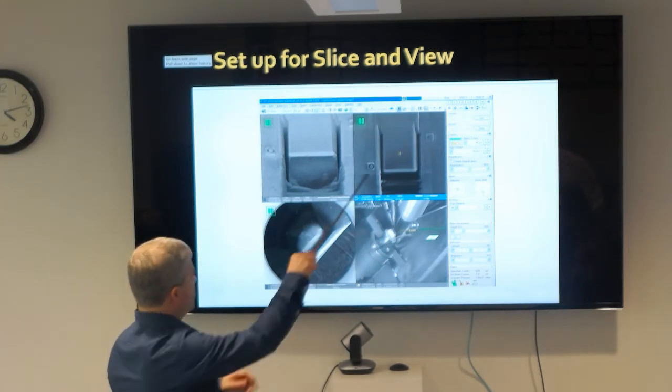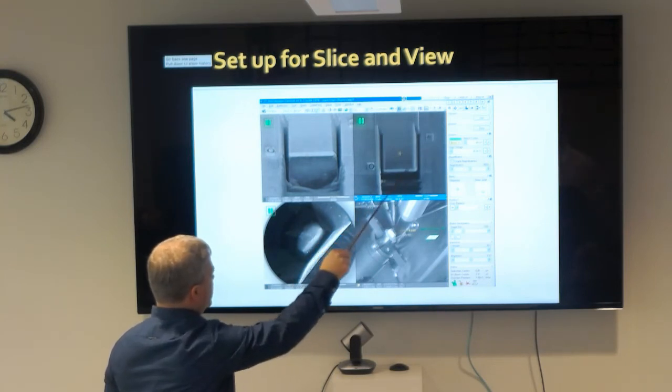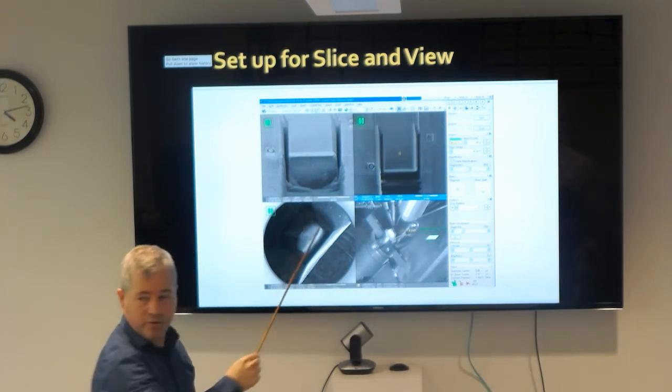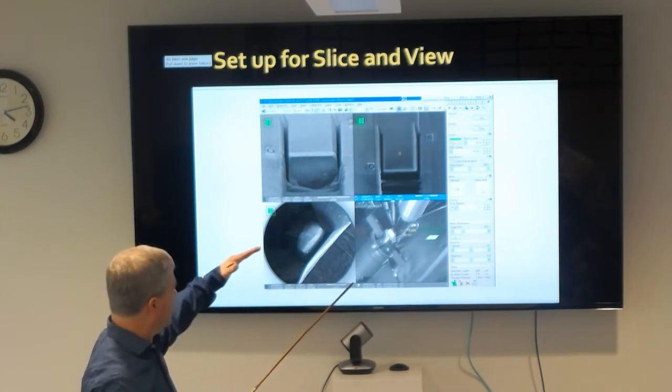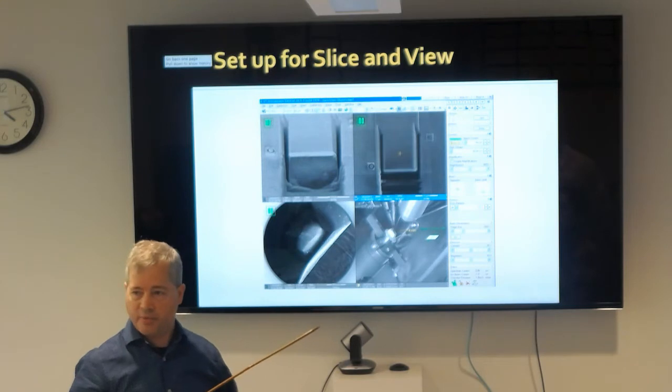So what you do is you cut this. You sequentially cut the face, and then you image the new face, and then you work your way in, and then from that you get all these different slices, and from that you get a tomogram of your sample.